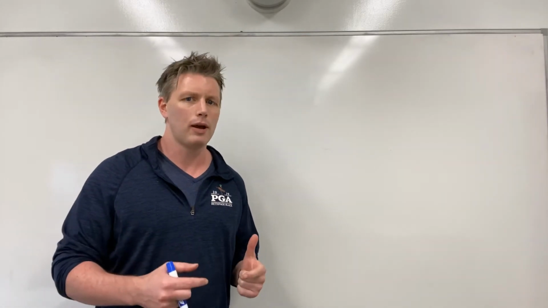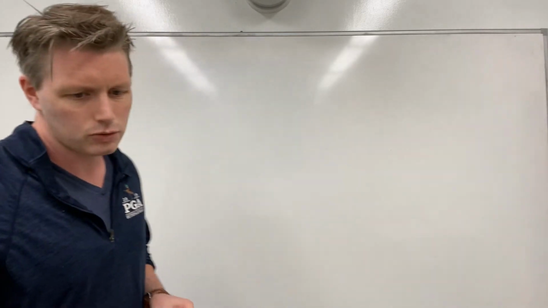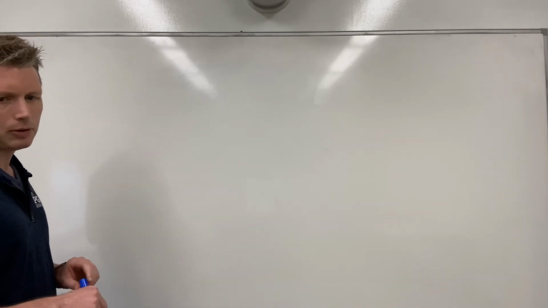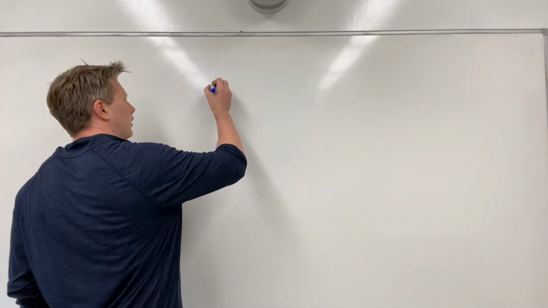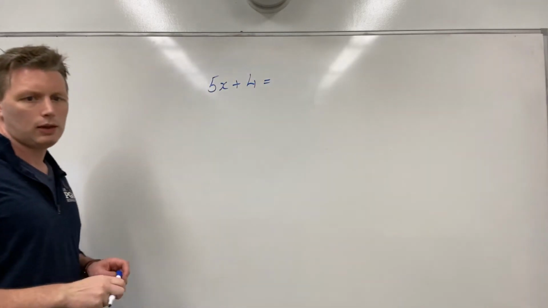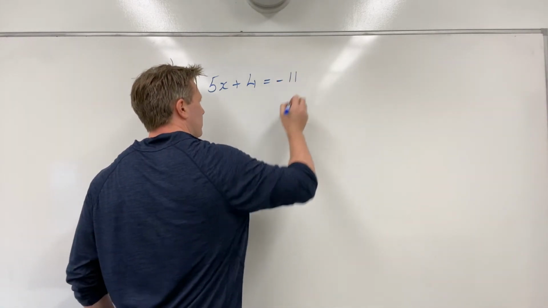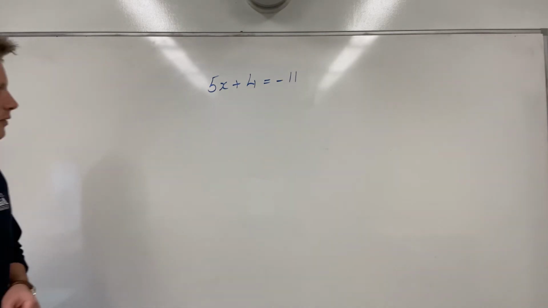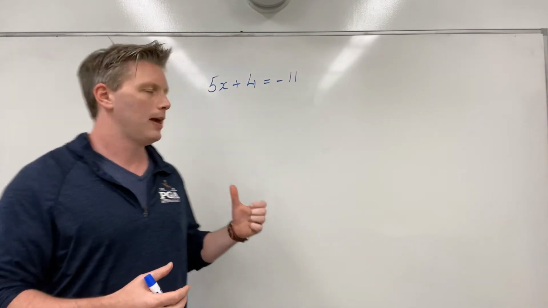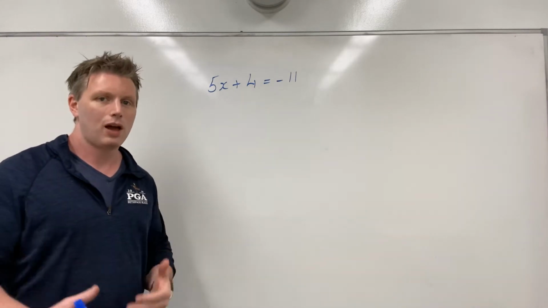And so now we're going to move on and look at the next natural progression, two-step equations. So here is an example of a two-step equation. 5x plus 4 equals negative 11. Again, we're looking for the value of the variable that makes the statement true. That is what it means to solve the equation.